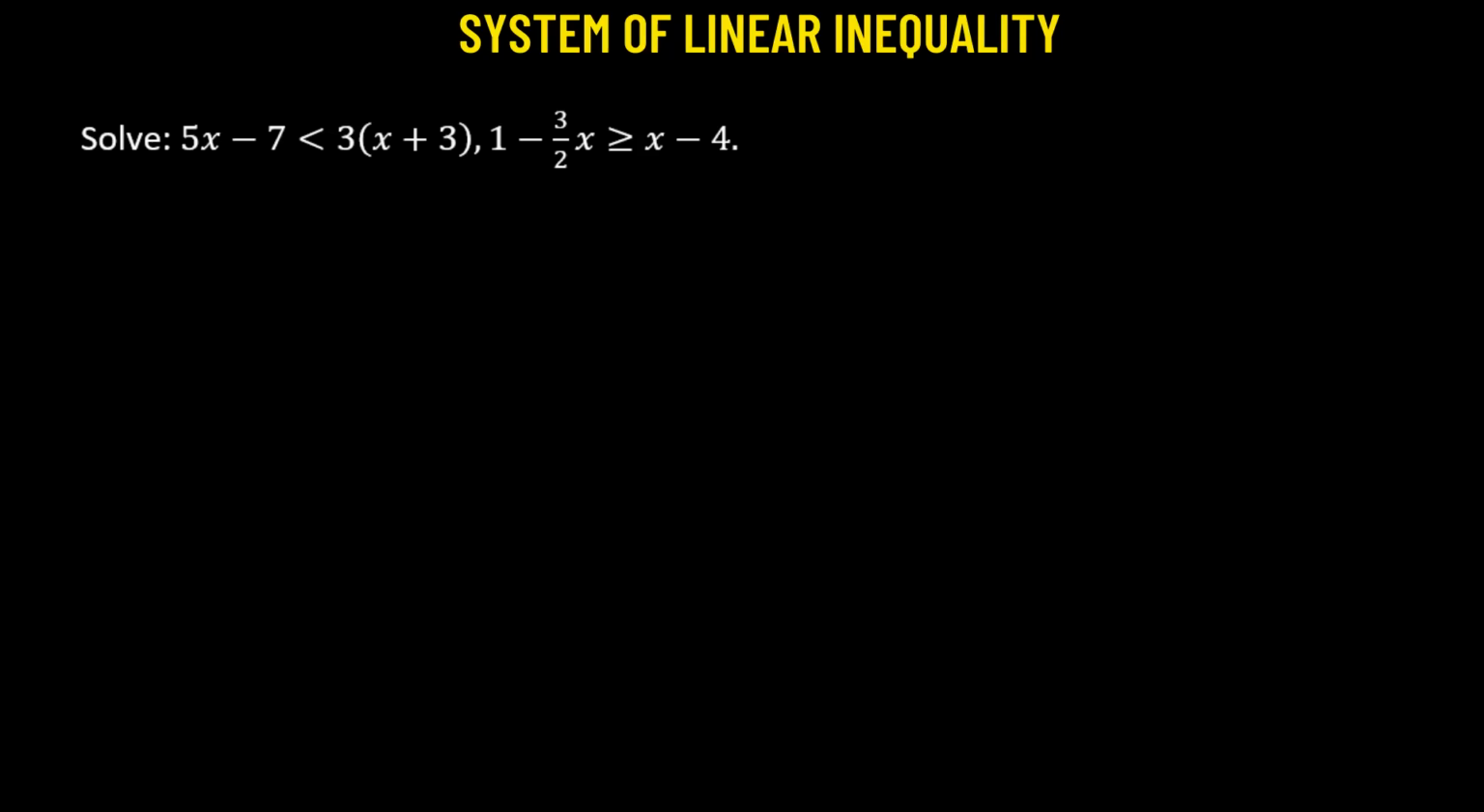Let us solve the following system of linear inequalities. We'll begin by considering the first inequality. Here we have 5x minus 7 less than 3 times (x plus 3). So let's multiply it out to get 3x plus 9.